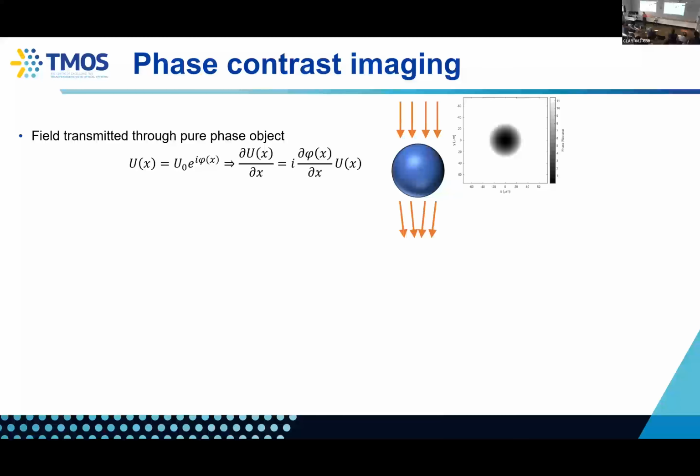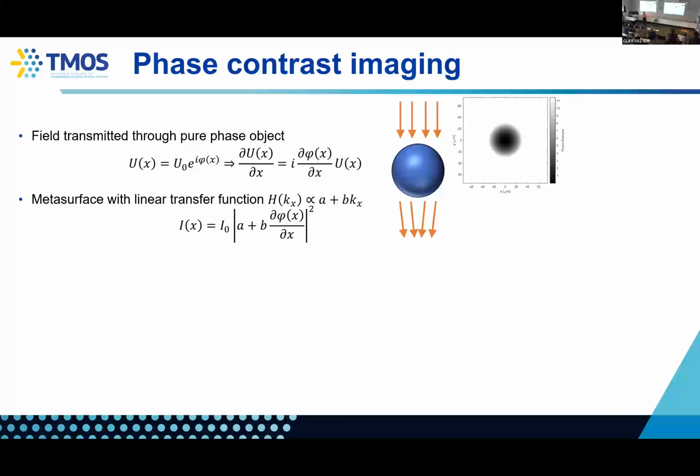Okay, so exploring what we could do with this handedness flip in more detail. Imagine you've got a pure phase object. For example, light going through some transparent microsphere that produces a phase that looks like this. Mathematically, the phase is going to take that form, or the transmitted field is going to look like that. Imagine you've got a metasurface with a linear transfer function, so a constant plus some term that varies as kx, and then you look at the resulting intensity.